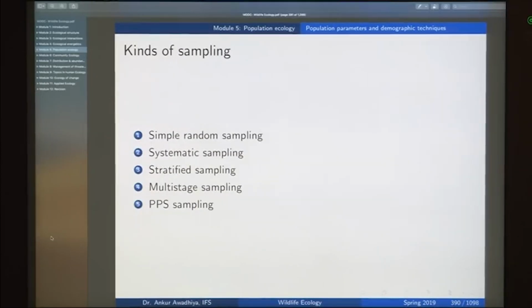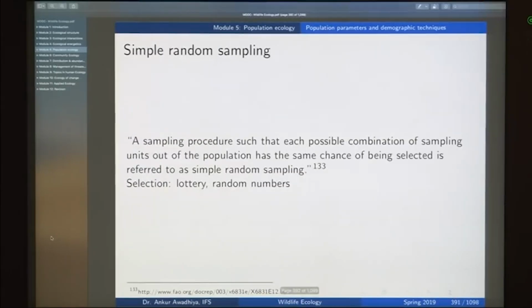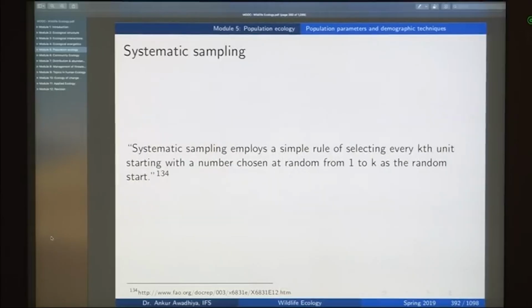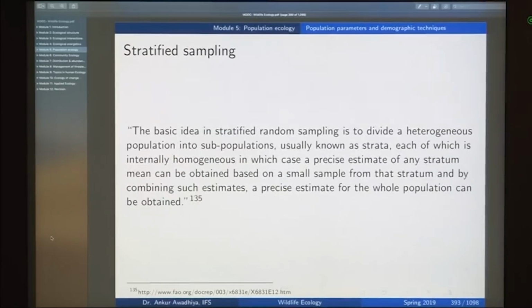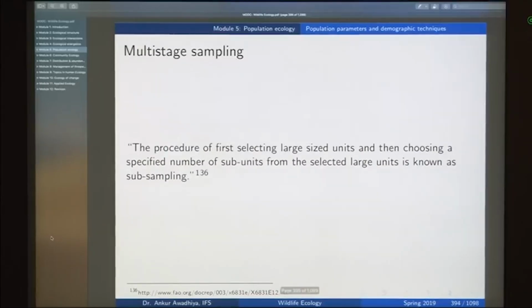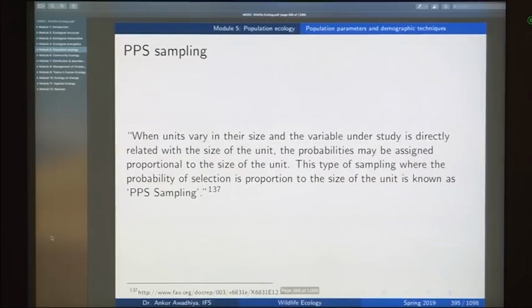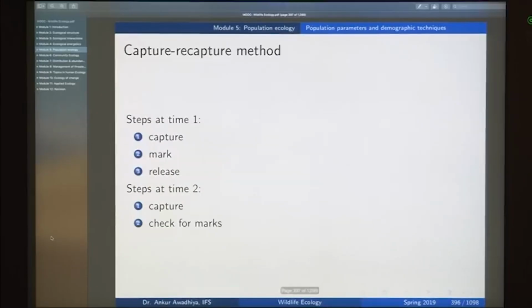Then we looked at different kinds of sampling, which is very important. So, we have simple random sampling such as a lottery, or systematic sampling in which you measure every kth individual, or stratified sampling in which you divide the whole population into strata, or you can have multi-stage sampling, or you can have probability proportional to size sampling.